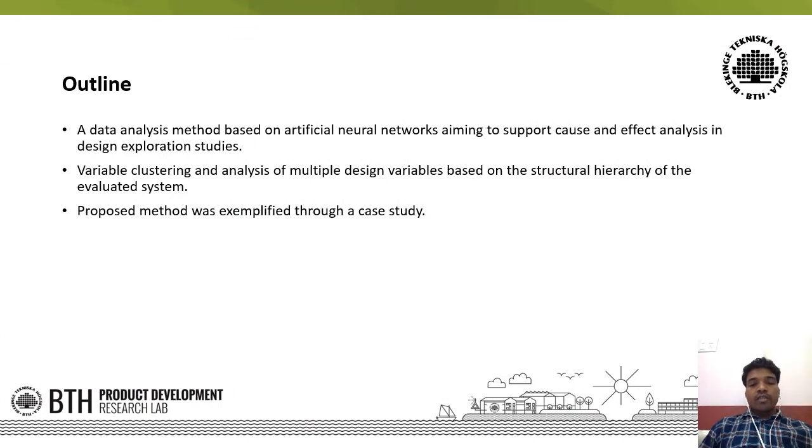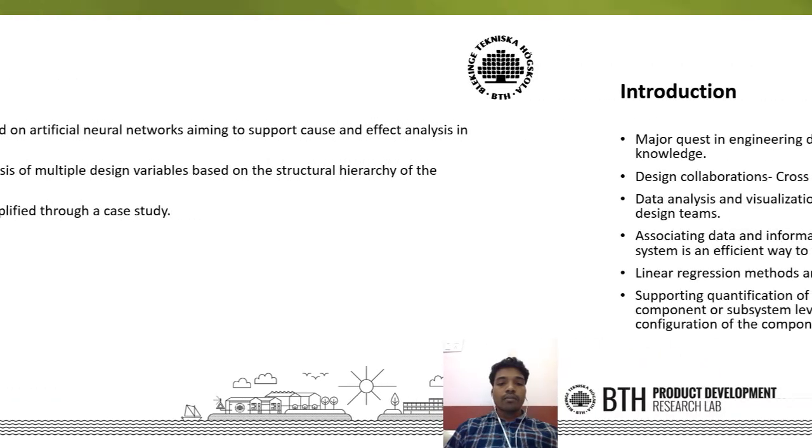The major findings of this paper are how an artificial neural network supports establishing cause and effect relationships in design exploration studies, a method for variable clustering and analysis based on the structural hierarchy of the evaluated system, and how the proposed method achieved the desired outcomes was exemplified through a case study.